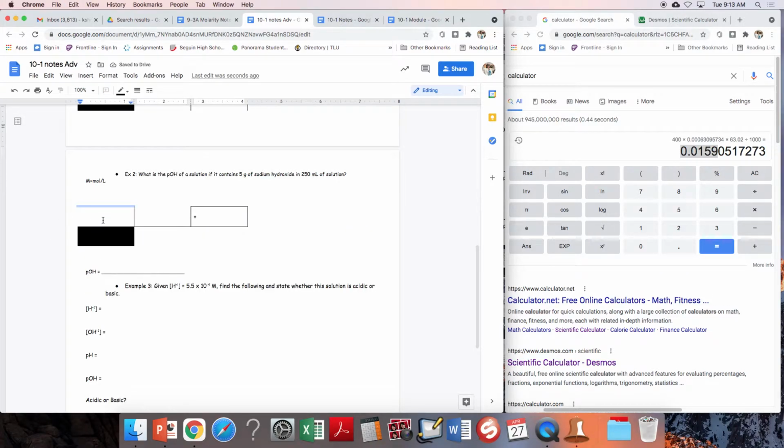So I need to convert my grams into moles, or I can't calculate a concentration. So this is 5 grams of NaOH. I need grams down here. And I know if I'm trying to get to moles, I need my mass from the periodic table. The molar mass of sodium hydroxide, by the way, works out to be 40. If you don't believe me, add it up. So 40 grams in 1 mole.